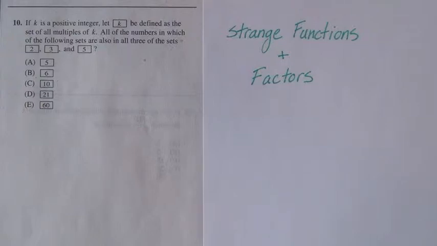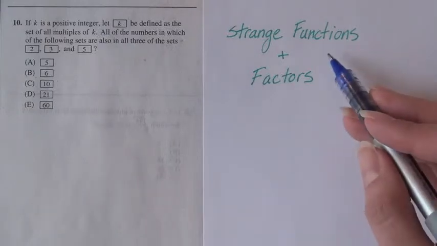Question 10 reads, if k is a positive integer, let k box be defined as a set of all multiples of k. All the numbers in which of the following sets are also in all three of the sets 2 box, 3 box, and 5 box.